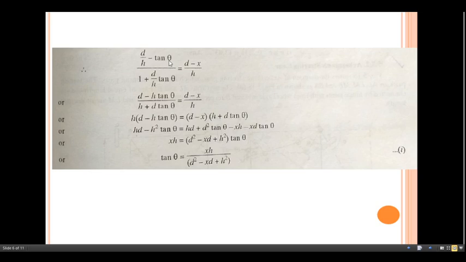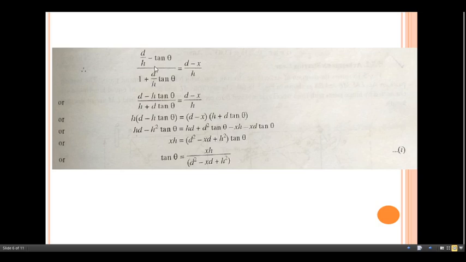(D/H − tan θ) divided by (1 + (D/H)·tan θ) equals (D − X)/H. This term will remain as it is. Now let's start simplifying this one. Multiply by this term here, and multiply by this term too.